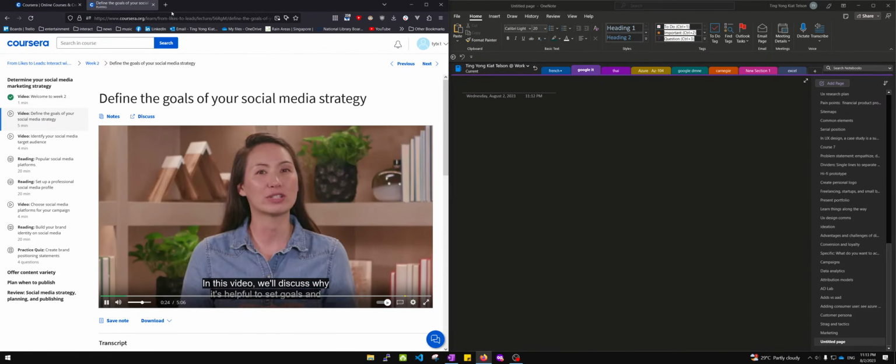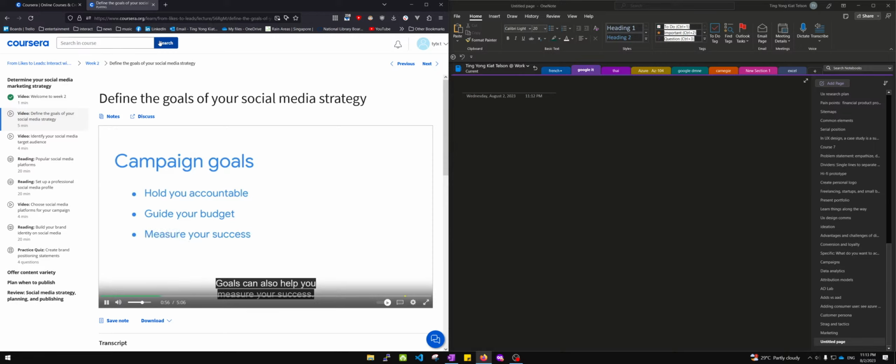Setting goals for your campaign is important for several reasons. First of all, goals hold you accountable. By defining the goals of your social media campaign, you make yourself accountable for accomplishing them. Goals can guide your budget. Once you've set your goals, you can define the actions you'll need to take to achieve them and determine the cost of each. Goals can also help you measure your success.